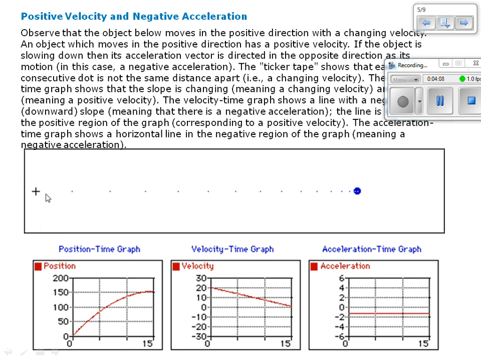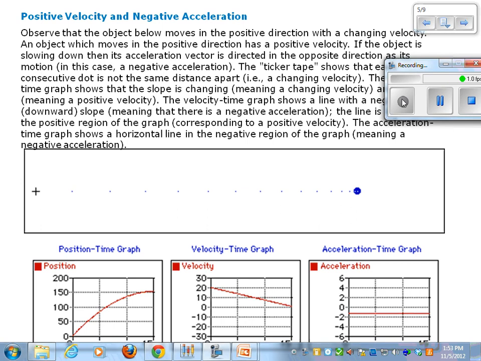So it's slowing down, the dots are getting closer and closer together. It's moving positively, so it's above, but because it's slowing down, the slope has to get flatter, or smaller. And if the slope gets smaller, then that means that the velocity is getting smaller, which means the velocity has to go down and approach 0, 0 of course being stopped. And if the velocity time graph is a straight line, then that means that the acceleration must be straight and flat. In this case, it's negative, because it's a negative slope, about negative 1.5. This was positive velocity, negative acceleration.